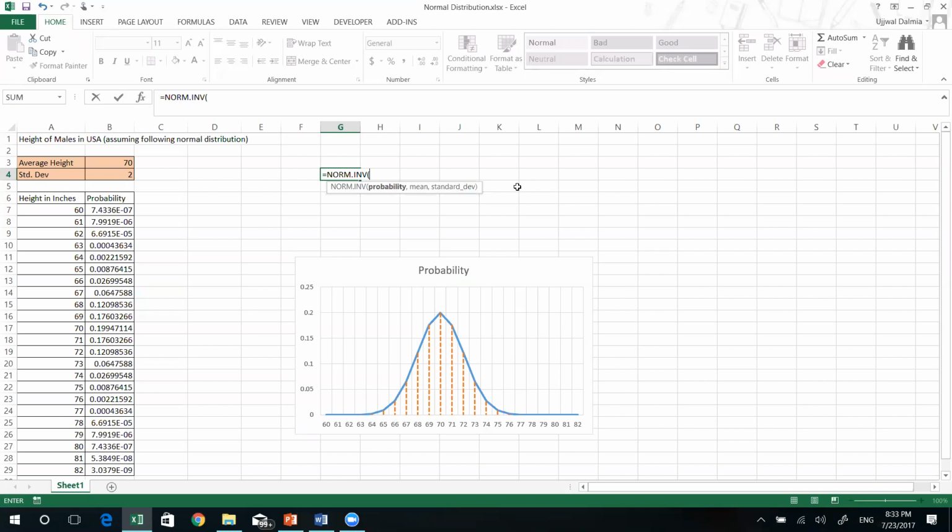So what is the probability I'm looking for, guys? 0.99. What is the mean value, guys, for the male population? Mean, average, 70. And the standard deviation is 2. So once I feed it in, I get the value as 74.652.